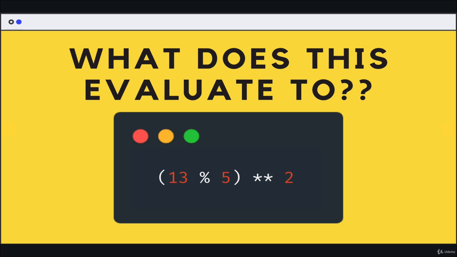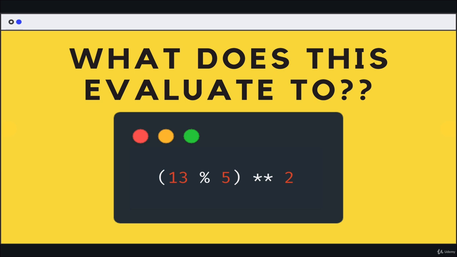Next up, this one here. Mentally evaluate this. Pause if you need to. 2 other operators that we've learned. What does this come out as if you were to enter it into the console or run it in a JavaScript file? And pause it if you need to.